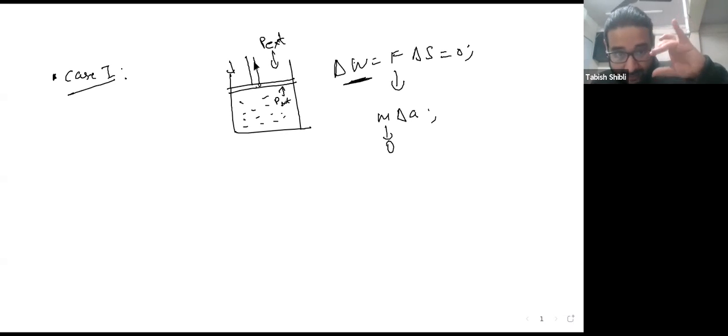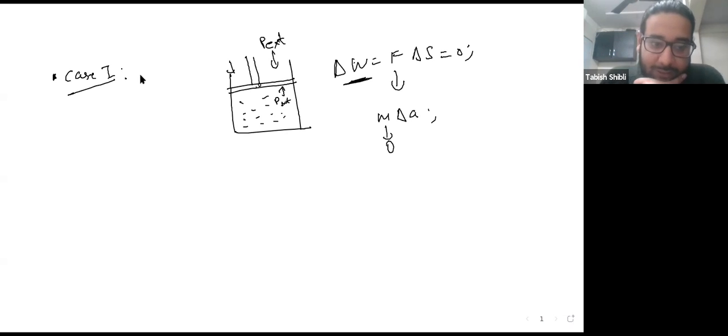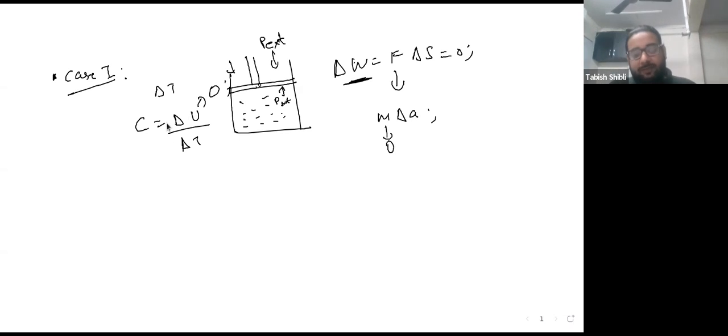Because you're decreasing the volume, in that case my temperature goes up. So my C, which is delta U by delta T, the energy I put in is zero, so my specific heat is zero. My case 2 was essentially if I heat this up.